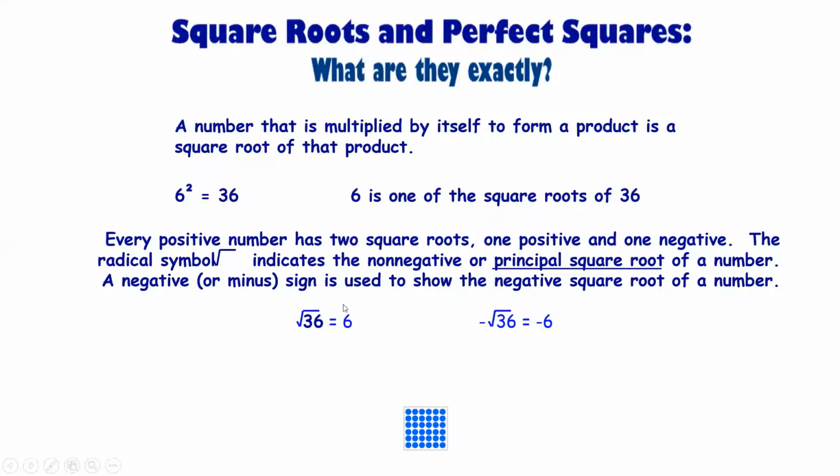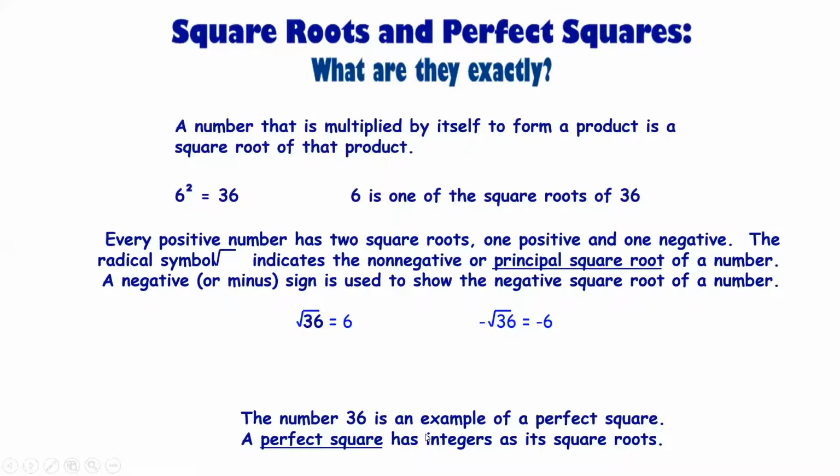See the examples. Square root of 36 equals 6. The negative square root of 36 will equal negative 6. The number 36 is an example of a perfect square. A perfect square has integers as its square root.